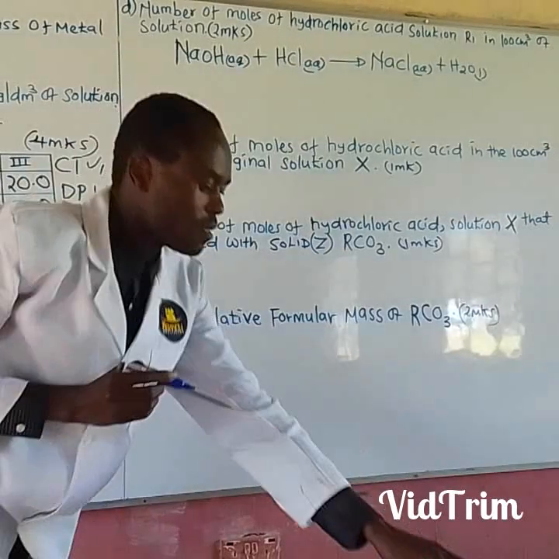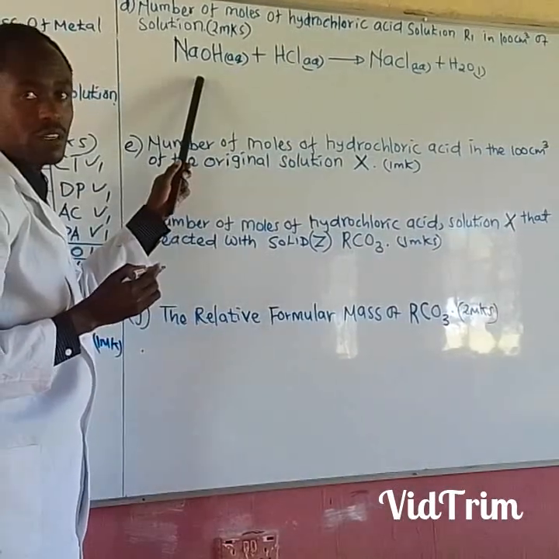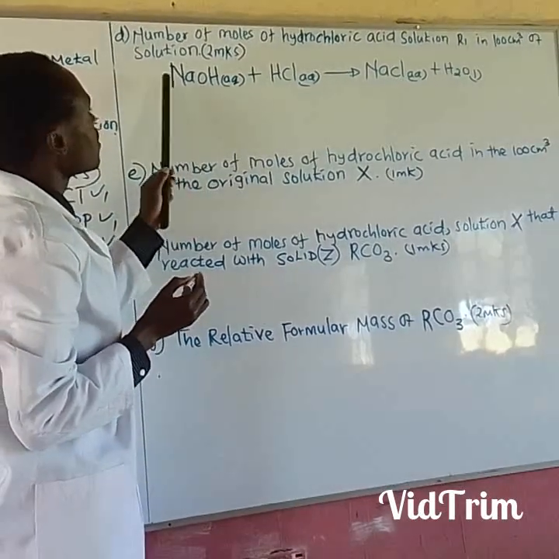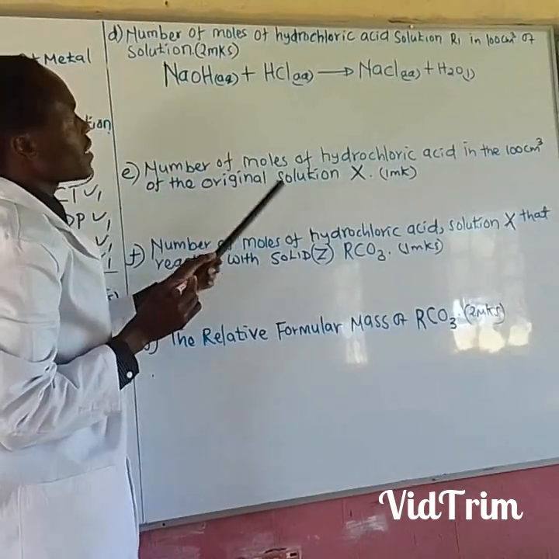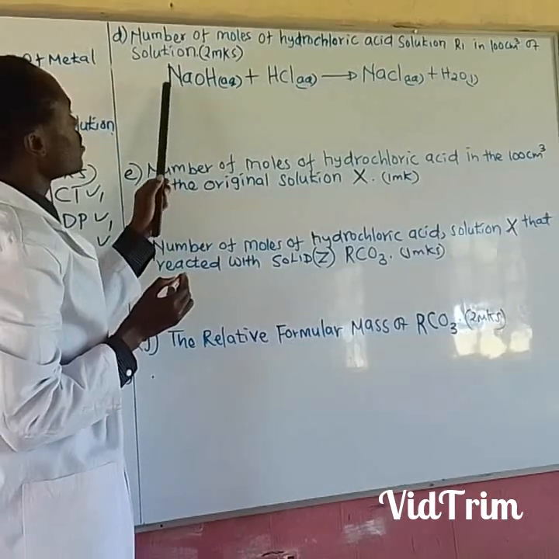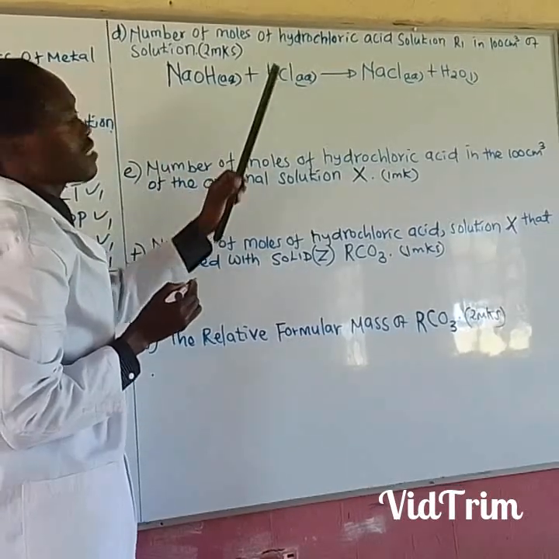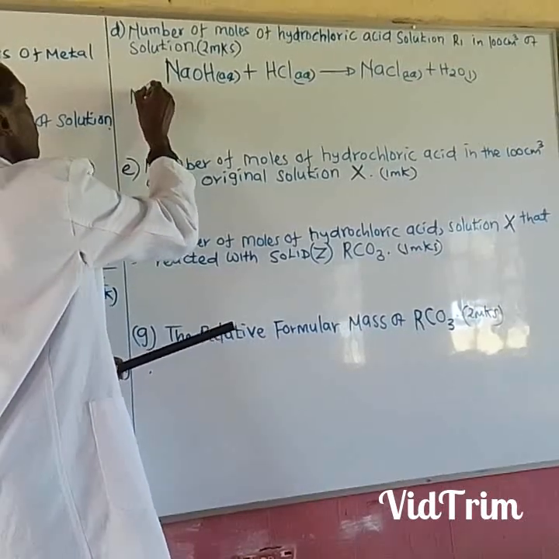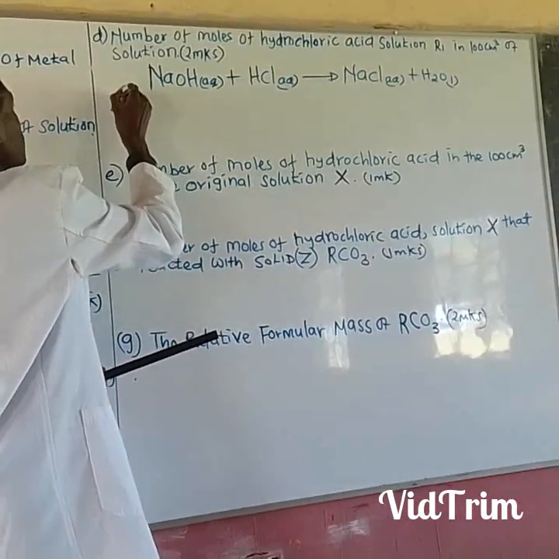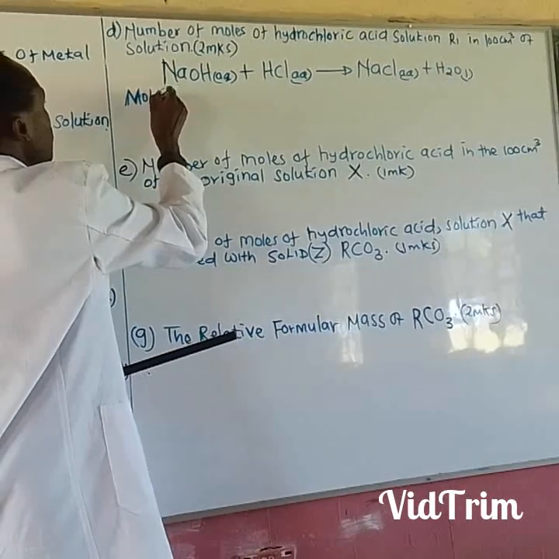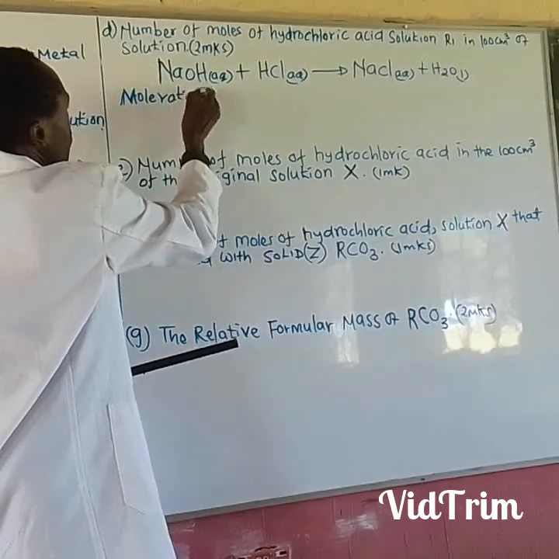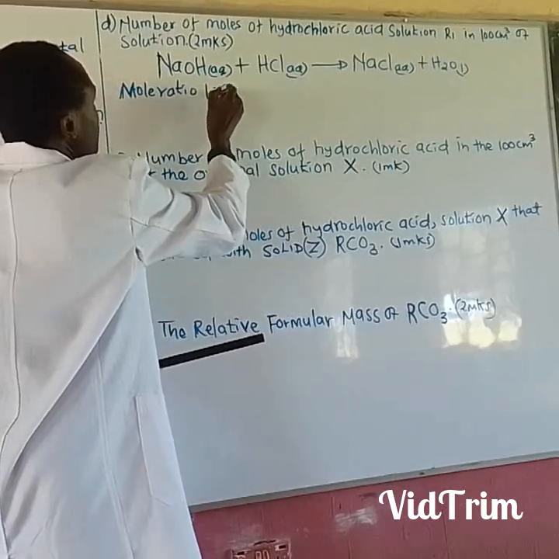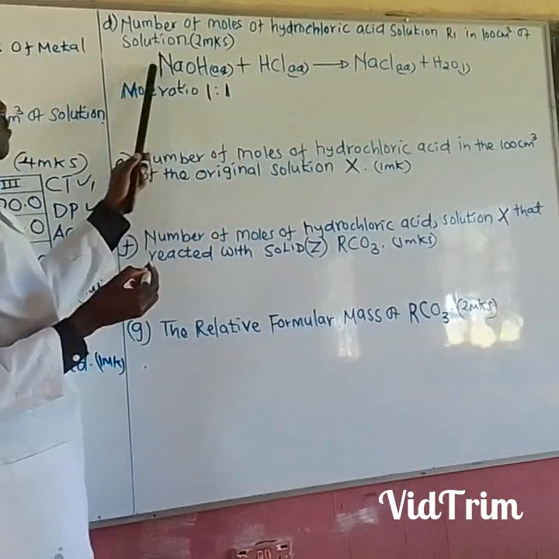When you balance this equation, my student, hope you are well focused. When you balance the equation, you find that the equation is balanced. And therefore the mole ratio between the sodium hydroxide and the acid is 1:1. Is it okay? So the mole ratio between the acid and the base, they are reacting at a ratio of 1:1.